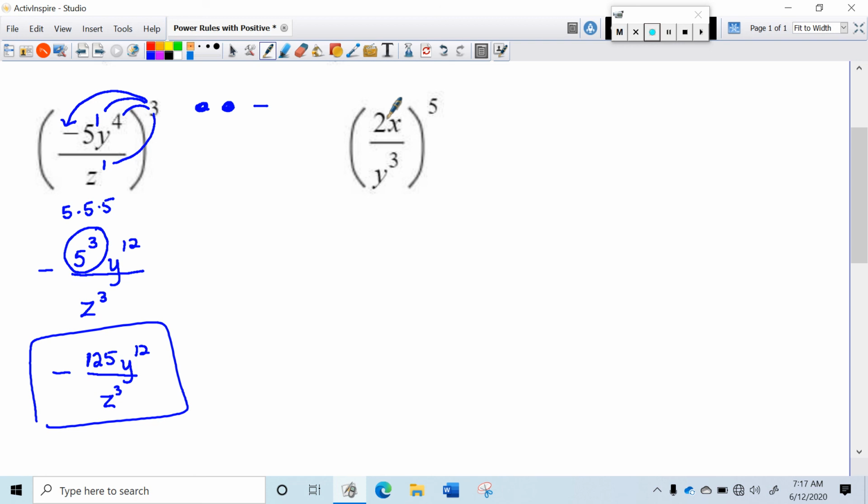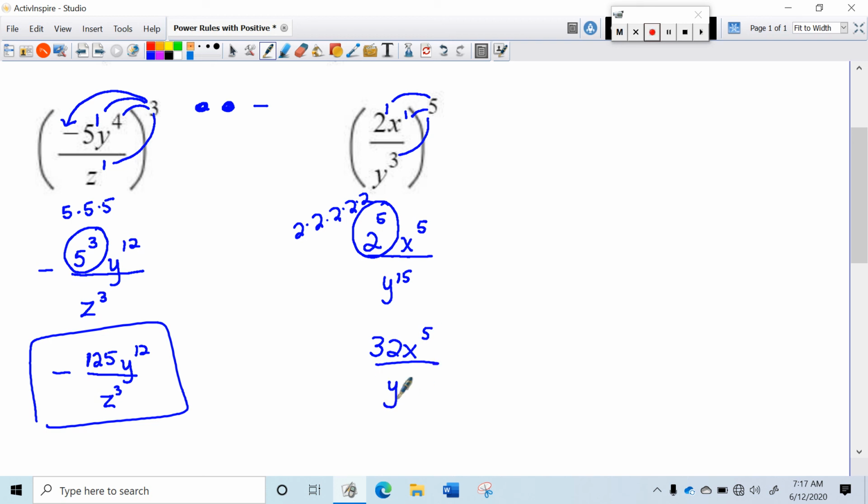So on this next one, anything that doesn't have an exponent gets an exponent of 1. Distribute the 5. So for my 2, 5 times 1 is 5. For the x, 5 times 1 is 5. And for the y, 5 times 3 is 15. Figuring out the numerical portion, 2 to the 5th power is 32. So I've got 32 x to the 5th over y to the 15th.